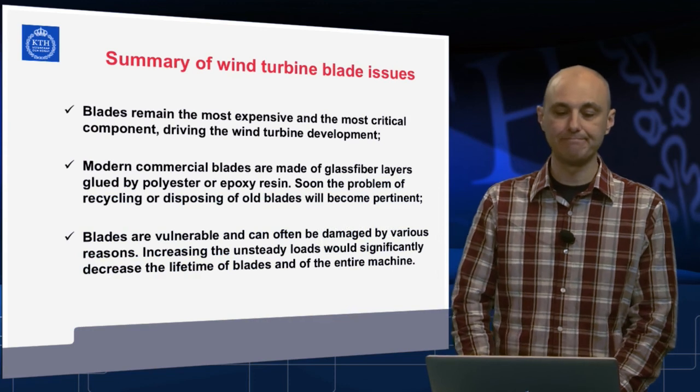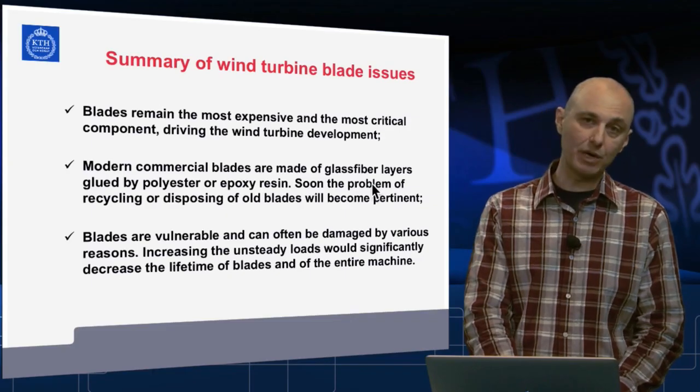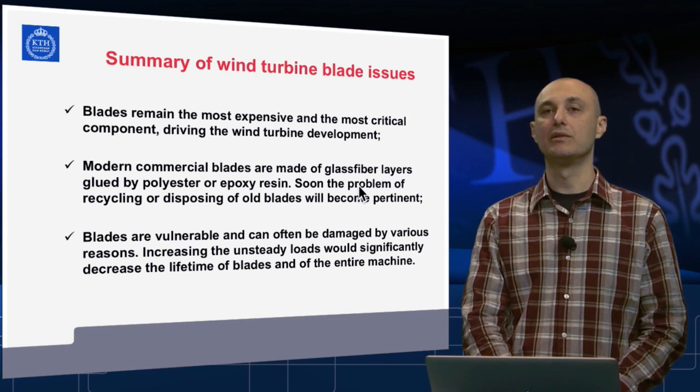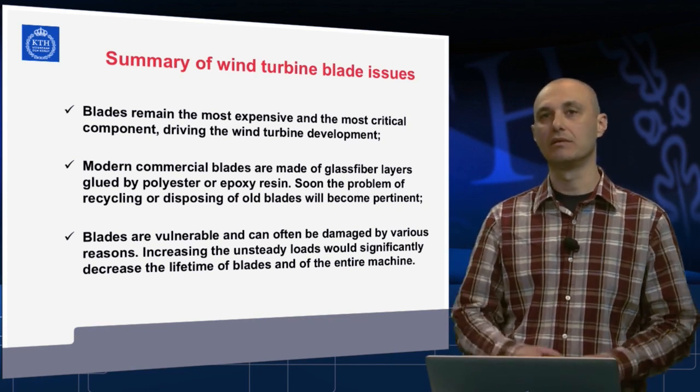Quick summary. Blades remain the most expensive, the most crucial component, and the one that completely governs the development of bigger and bigger machines. If we have the blade, we can easily build the rest. Modern commercial blades are exclusively made of glass fiber, the more expensive ones of carbon fiber fabrics, glued together by different types of polyester or epoxy resin materials.